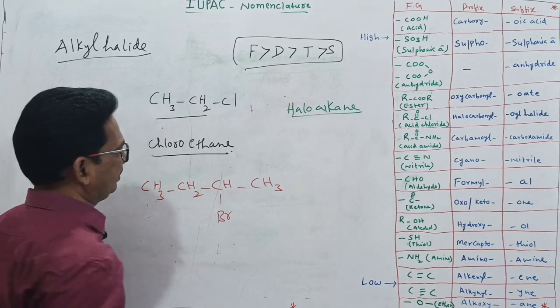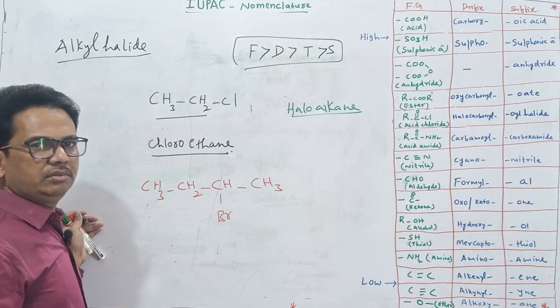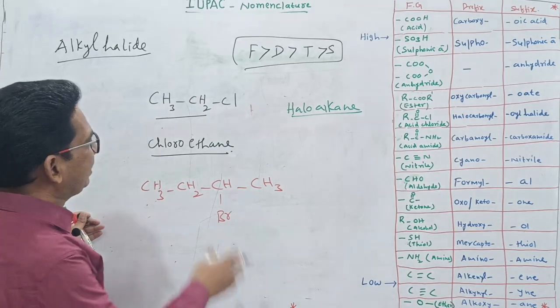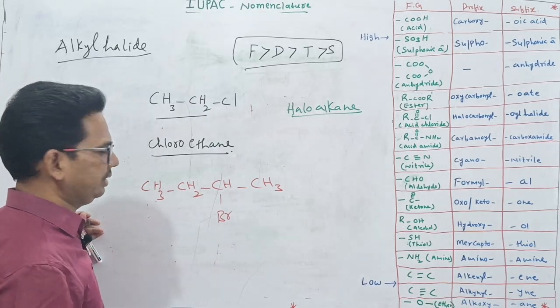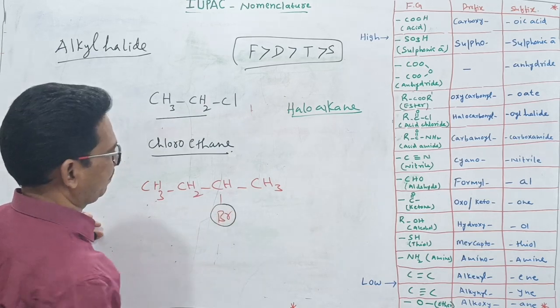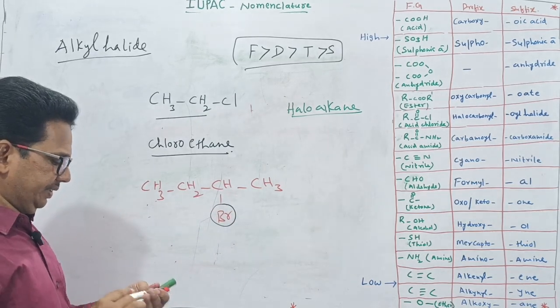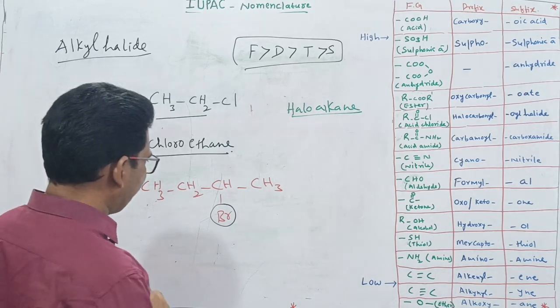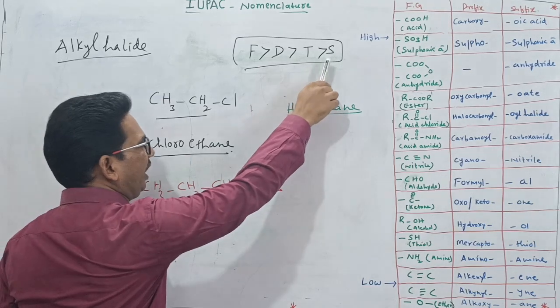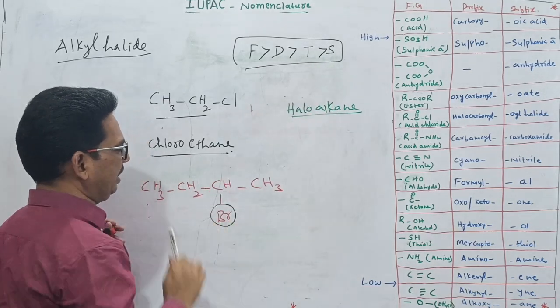Don't forget this one. Does it have any double bond? No. Does it have any triple bond? No. Then does it have any substitution? Yes. What is the substituent group? Halogen. Then give the numbering first. From which side do I have to start numbering? Always the substituent should get the lowest possible number.